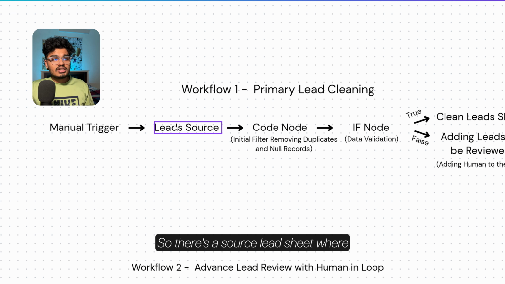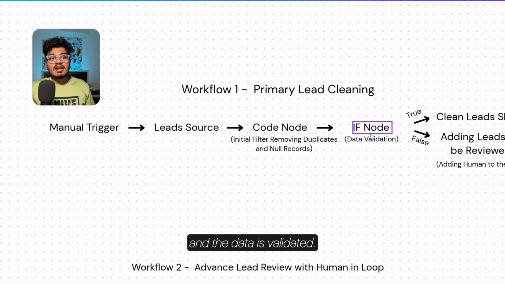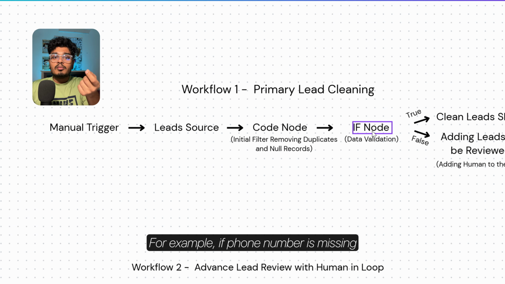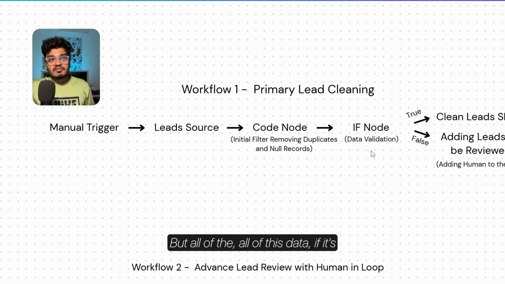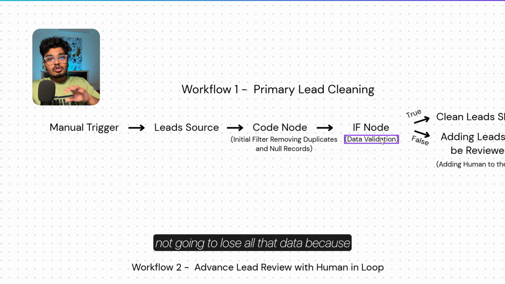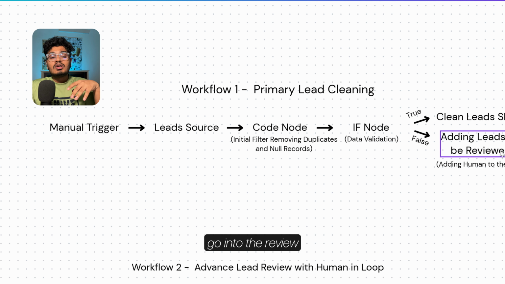So there's a source lead sheet where we'll remove duplicate records and null records, and the data is validated. For example, if phone number is missing or wrong, or if email is missing, or city is missing, or name is missing, that data will not be validated. But all of this data, if it's there, will directly go to the clean leads sheet. But if it's not there, we are not going to lose all that data, because leads are important. So all these failed leads will go into the review lead sheet, where a human will come and review the sheet.